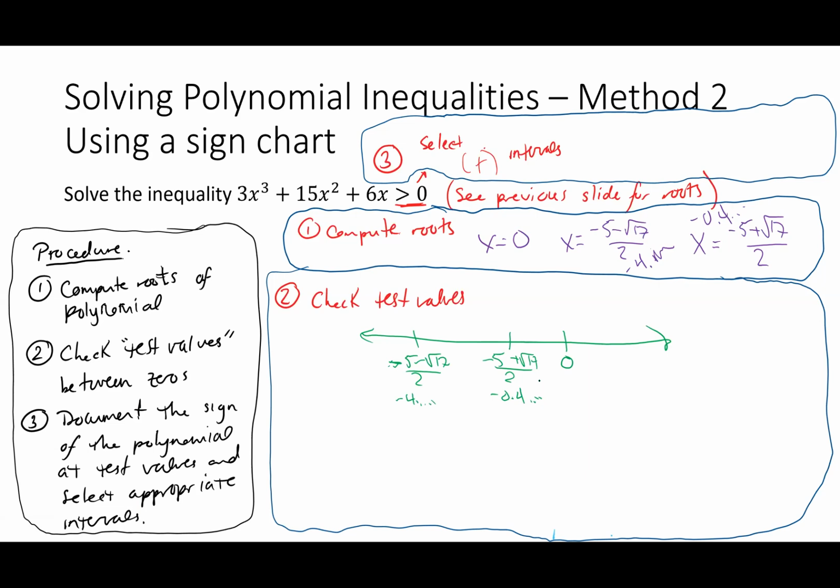All right, so now what we're going to do is choose test values. So we've got 4 test values that we need to check here. And my advice to you is choose the nicest possible test values. So let's do -5. And then in between -4 and -0.4, let's say -1. And then in between -0.4 and 0, let's say -0.1. And then beyond 0, let's just go ahead and choose 1.